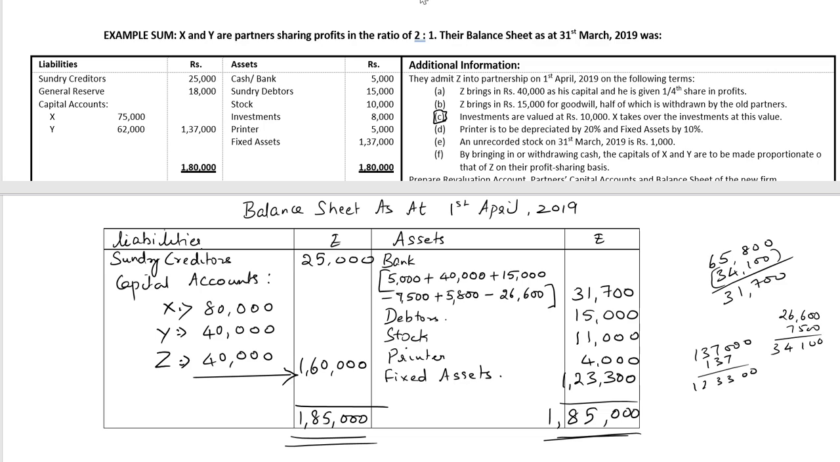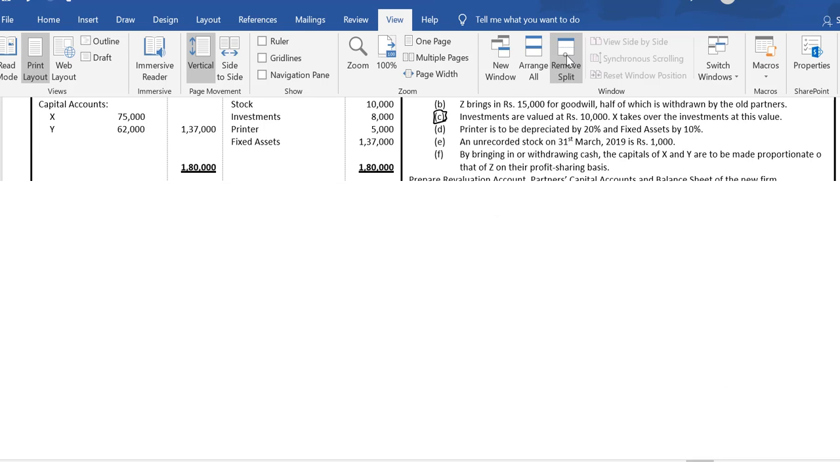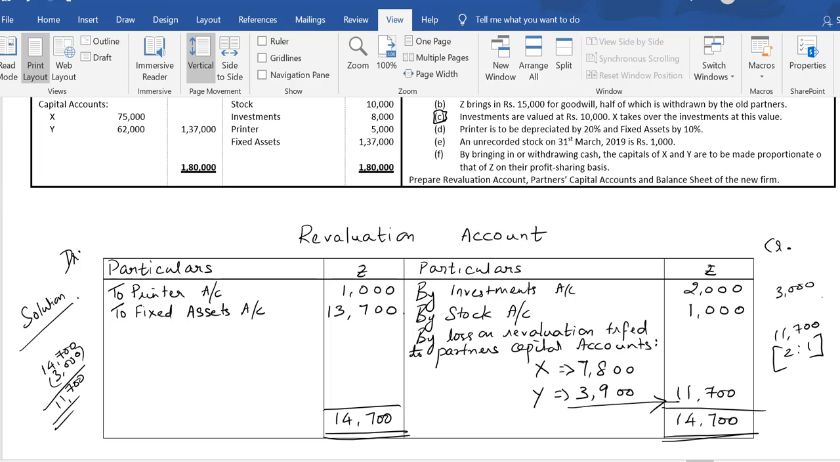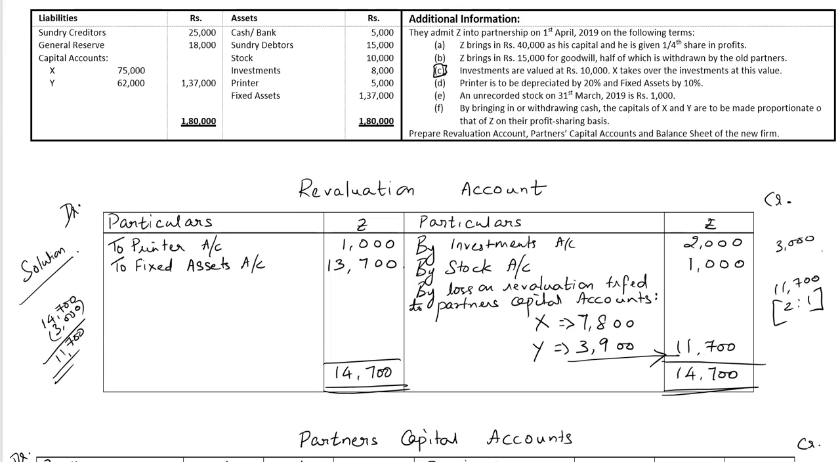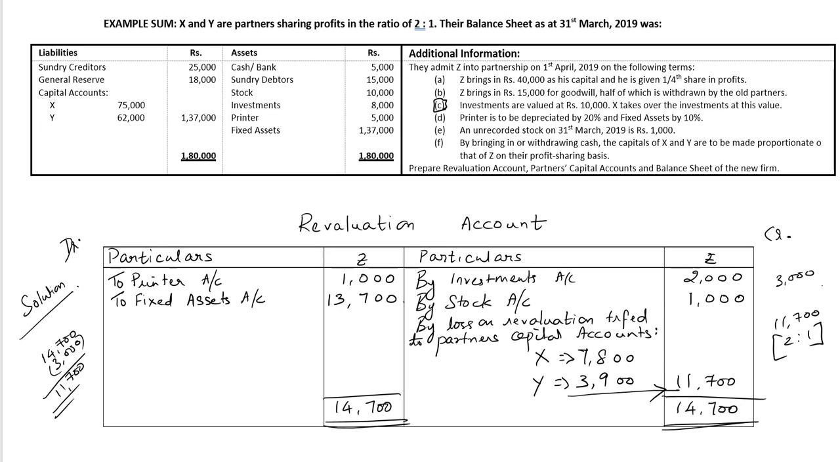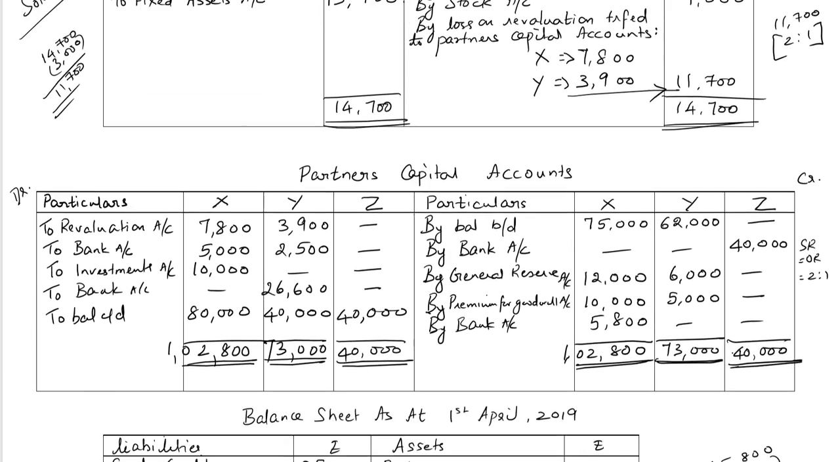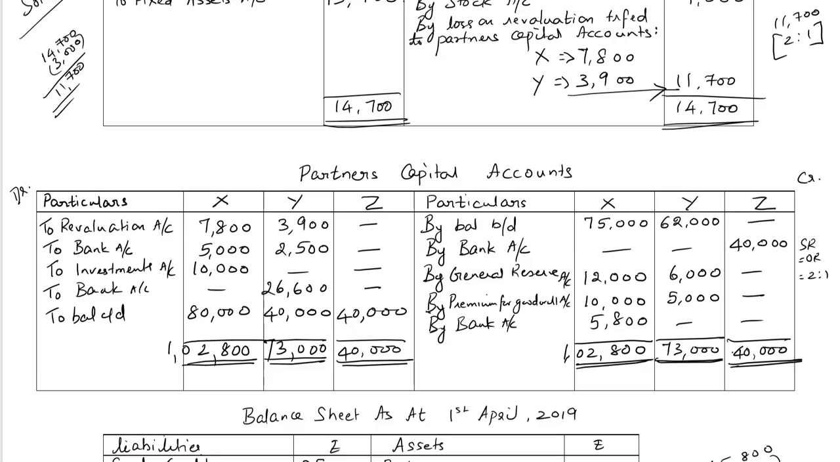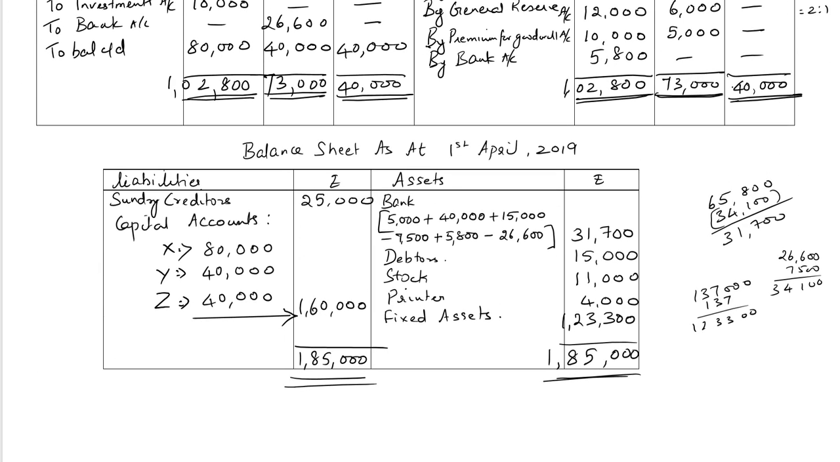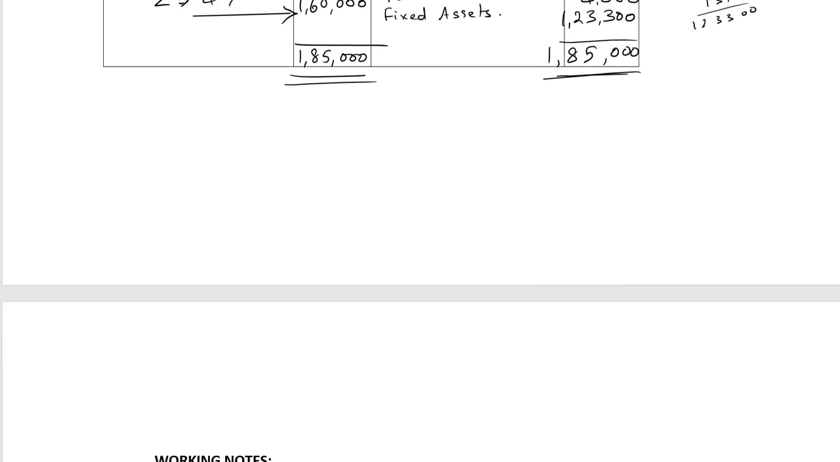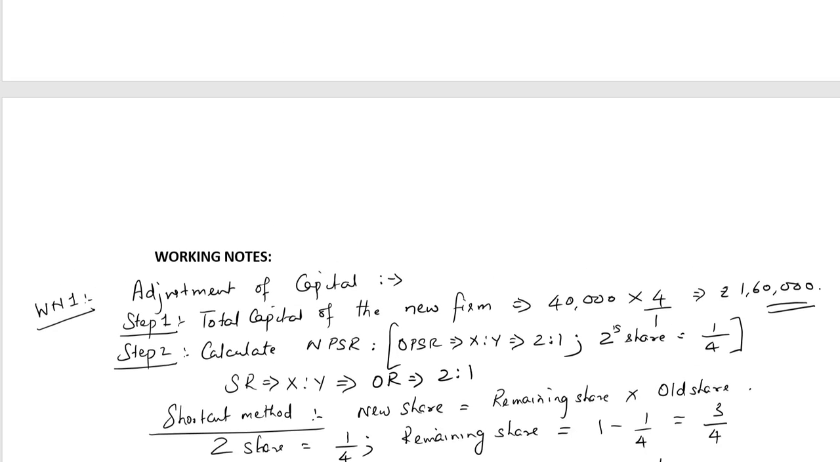I'll remove the split and we can view all the accounts together. So we began by preparing the revaluation account. Followed by the partners' capital accounts. Followed by the balance sheet. And the working notes were prepared after the balance sheet.